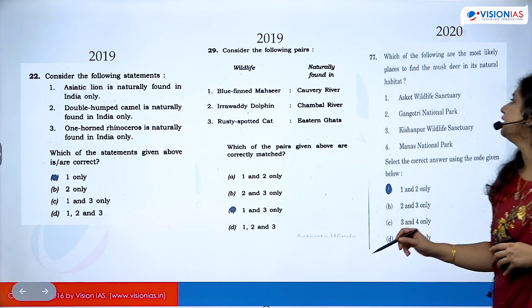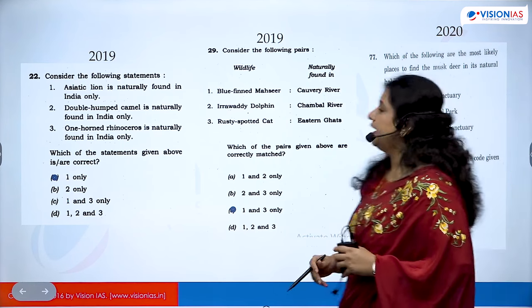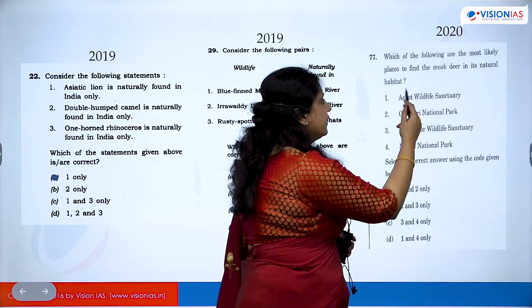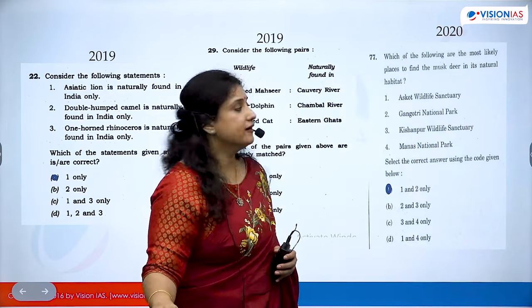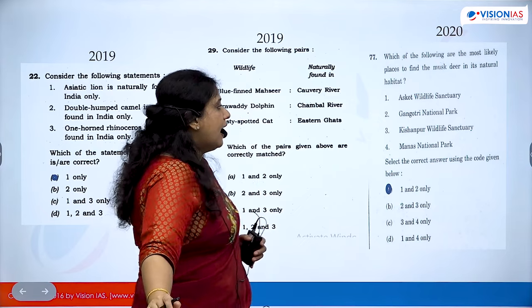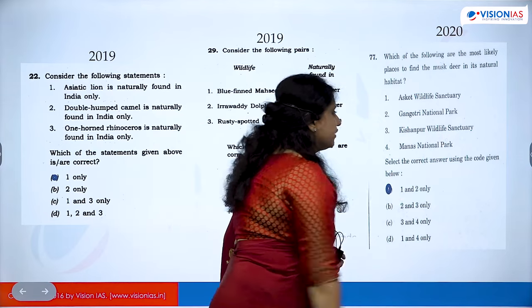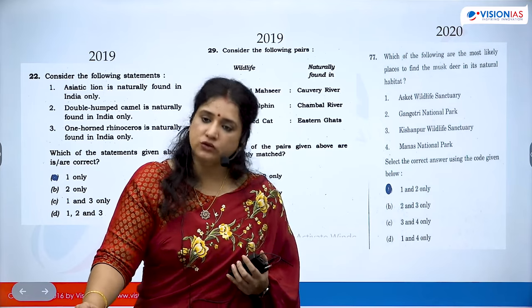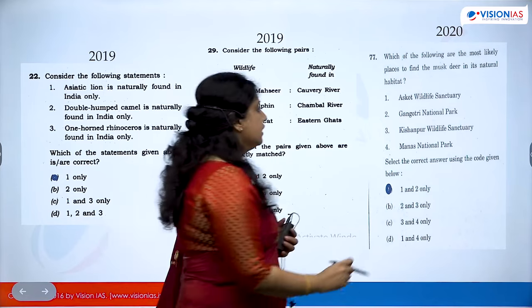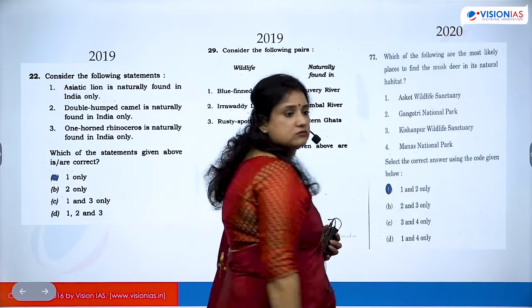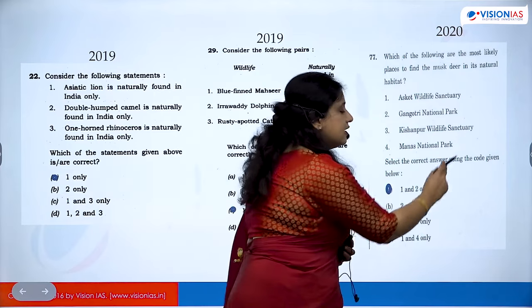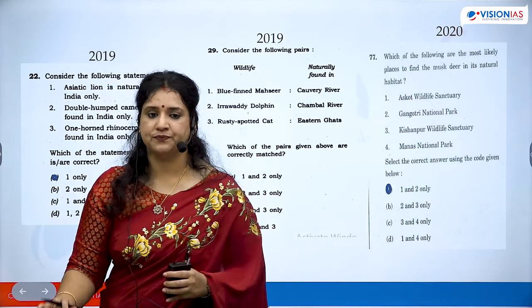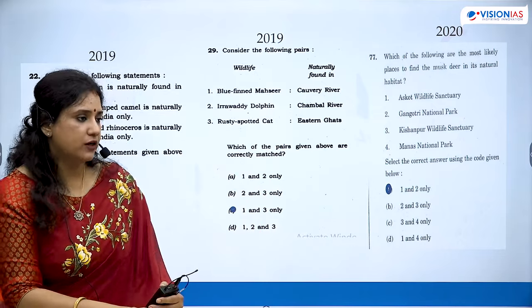Odisha. Okay. Again, in which of the following places are you most likely to find musk deer in its natural habitat? Askot Wildlife Sanctuary and Gangotri National Park are located in which state? Both are in Uttarakhand. Okay. Kishanpur is in UP and Manas is in Assam. Alright. So, the answer is 1 and 2 only.